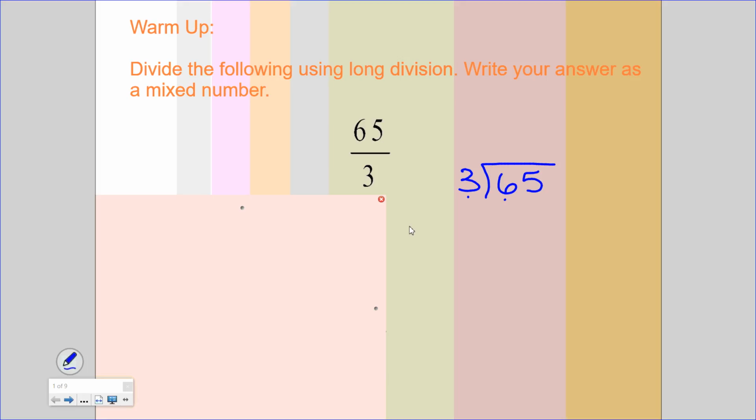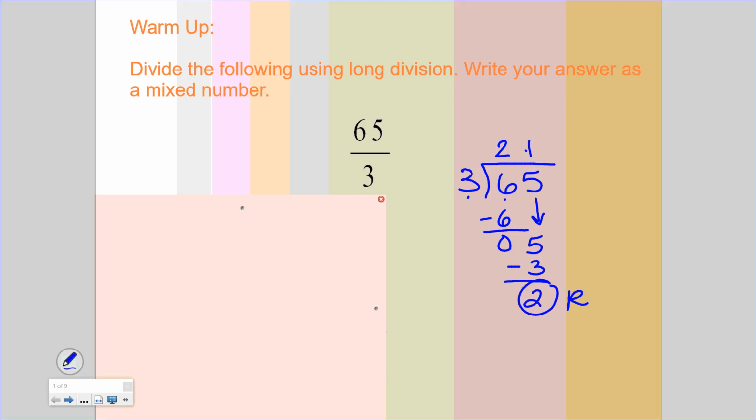If it goes into 6, in this case it does, it goes in 2 times, so we would put a 2 up here. And then we multiply. So 3 times 2 is 6, and I subtract. And then we bring down the next value. And we start the process all over again, asking ourselves how many times 3 goes into 5. This only goes in 1 time. Now multiply 3 times 1 to get 3. We subtract. And this 2 that we get left over is our remainder.